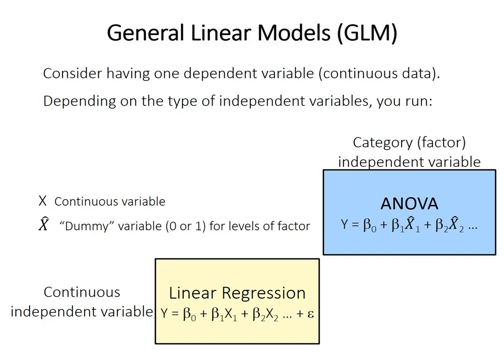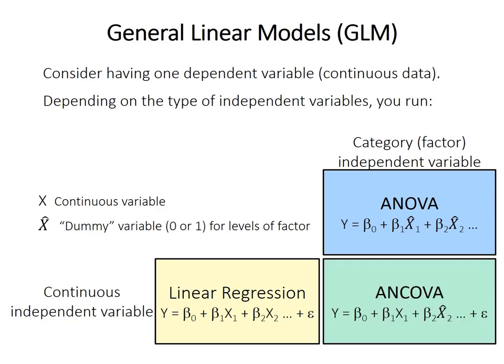So ANOVA is actually an example of a type of general linear model, and it's related to linear regression, except the factors, which I've given like x1 hat and x2 hat here, are treated as something called dummy variables, where they're just coded as 0 or 1 for the different levels of the factor, for the different categories that they belong to. So ANCOVA is a type of general linear model when you have a mixture of continuous and categorical independent variables. You can think of it as an extension of ANOVA or an extension of linear regression, but in reality, all three are just specific cases of the general linear model.